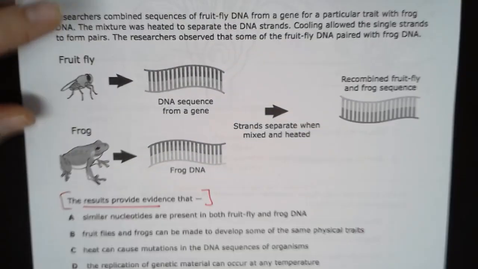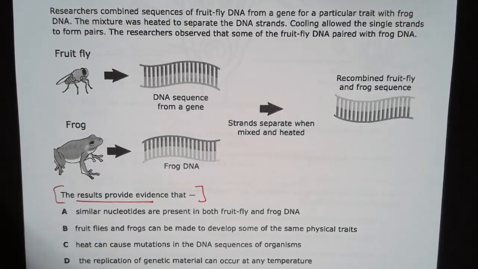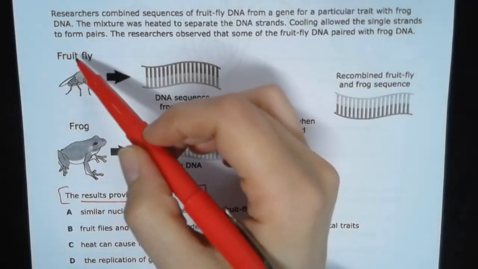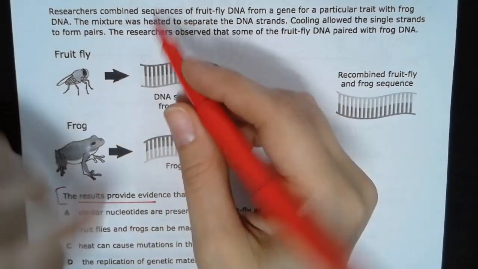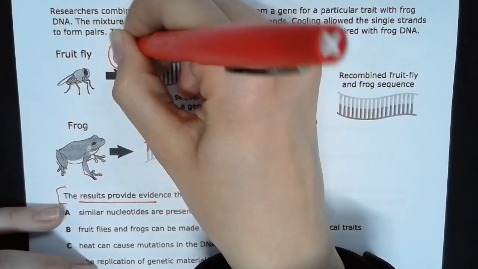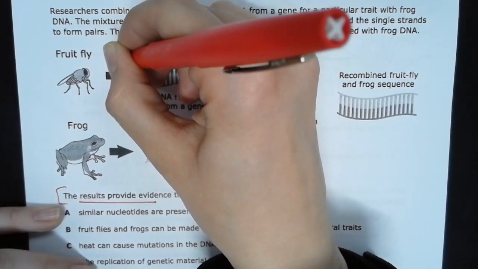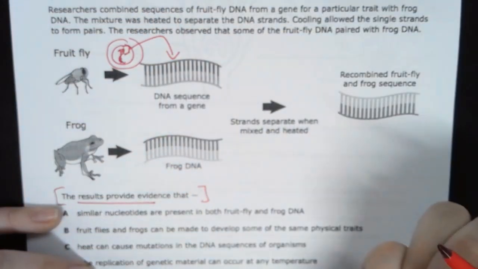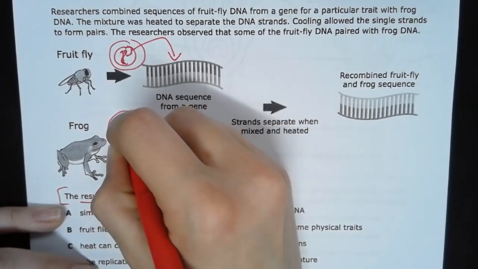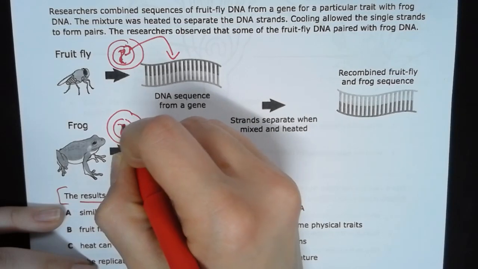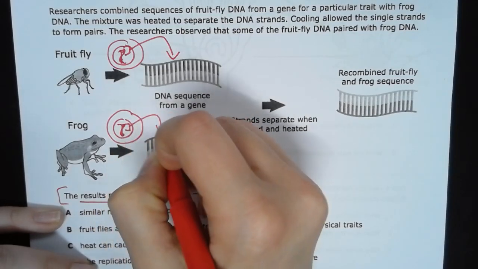The description essentially tells me the image, but I just want to walk us through the image so that we know what it's saying. It's giving us two organisms, a fruit fly and a frog, and it's saying that we're taking sequences from each. So remember, in every cell in each of these organisms, I have DNA inside. And if I'm taking a sequence of a gene, I'm just taking a tiny portion of the DNA. It's the same thing for the frog. Cell, nucleus, DNA, taking one little section and putting it here.